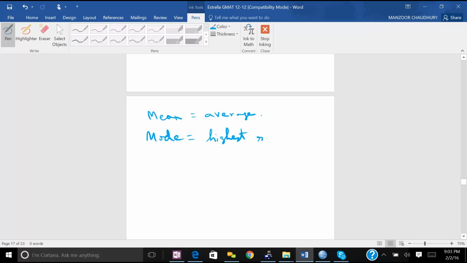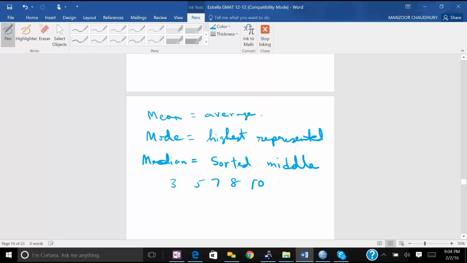Represented, okay? And median is the median. You sort them and take the middle one, okay? Like shortest to tallest, you line them up and pick the middle one, all right? So if you have 3, 5, 7, 8, 10, 25, okay? 6 numbers. These 2 numbers are the middle ones, right? So the average will be 7.5. So that's your median.